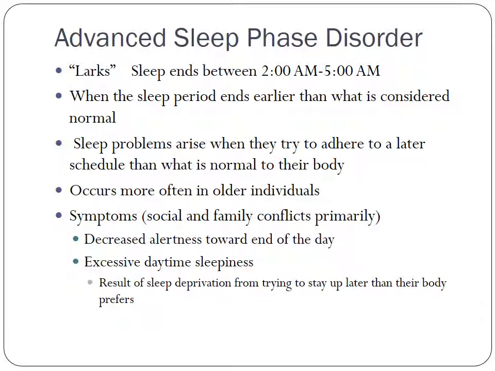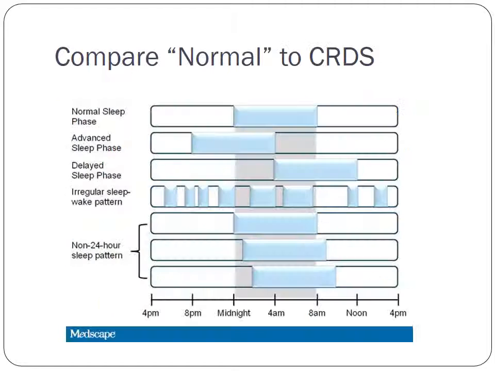As for symptoms, they primarily have more social and family conflicts. They have decreased alertness towards the end of the day, and excessive daytime sleepiness, the result of sleep deprivation from trying to stay up later than their body would like. So advanced sleep phase disorder typically causes more social and family conflicts, whereas delayed sleep phase disorder causes more work and school conflicts. Let's go on to our next.